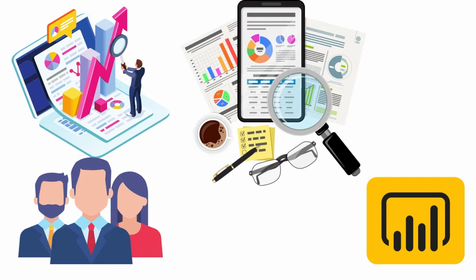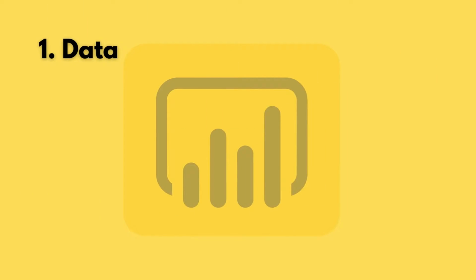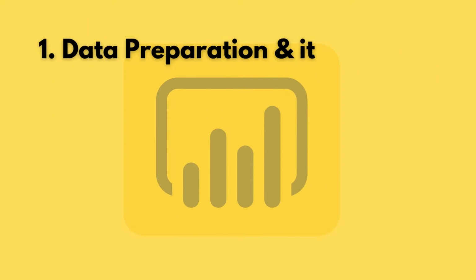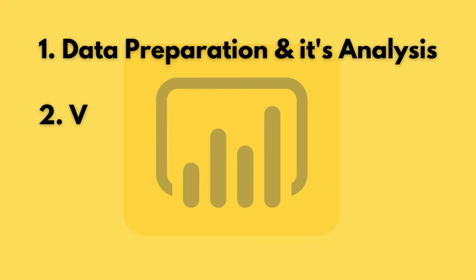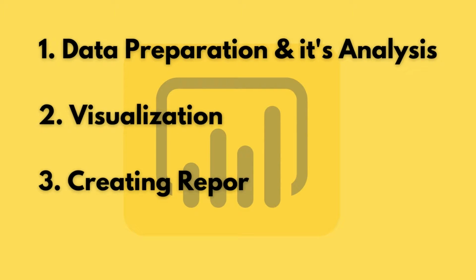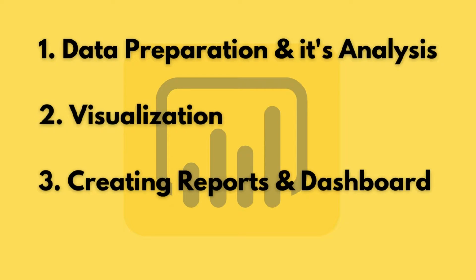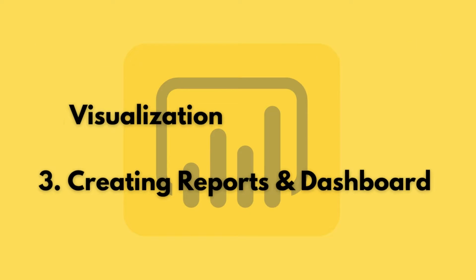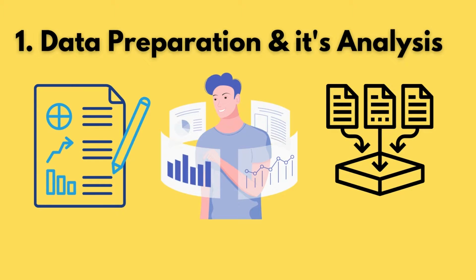Let's move forward and start with how Power BI is organized, how it's structured, and how it works. In Power BI, there are three fundamental areas. The first part is data preparation and analysis. The second part is visualization. And the last part is creating dashboards and reports and sharing them with users. Let's check out the very first part, data preparation and analysis.